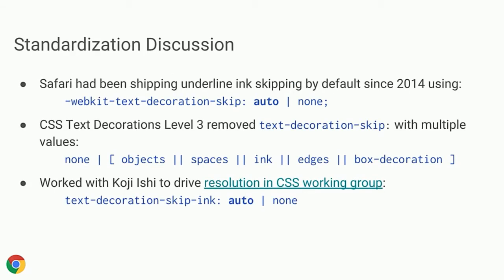During TYPO Labs, we talked about the standardization process and how it's important for aligning interoperability between browsers. So my colleague Koji Ishii helped me to discuss this in the CSS working group, so that we came to the resolution of renaming the old property text-decoration-skip to text-decoration-skip-ink with values auto and none.